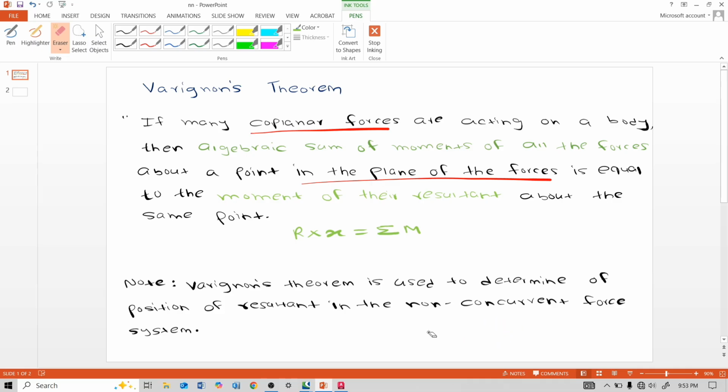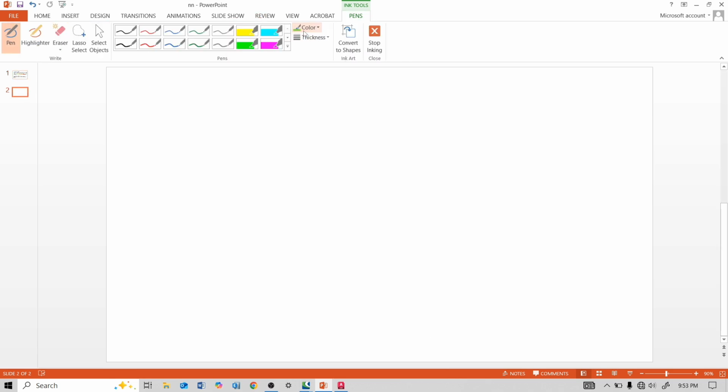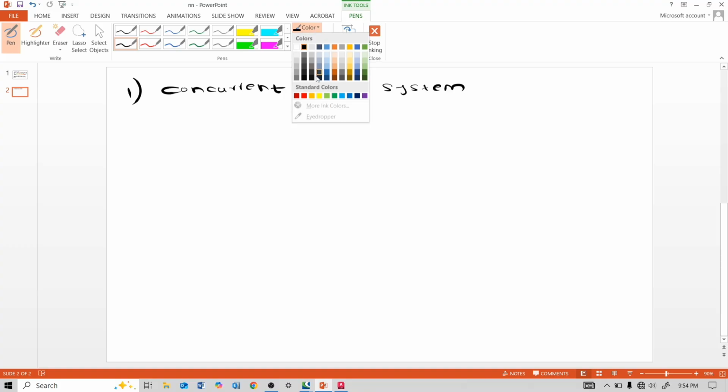So we will see the proof of this Varignon's theorem. Case 1, we will see the concurrent force system. Now we will see the proof of Varignon's theorem using the concurrent force system.